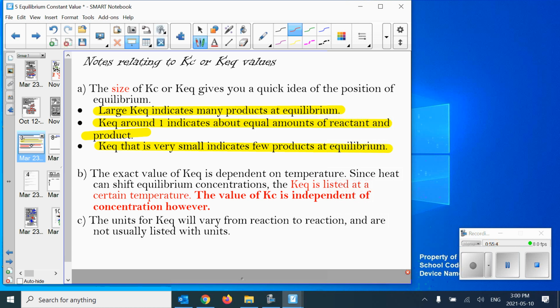Now B, the exact value of a K is dependent on temperature. If you look it up in the book, it will usually say around room temperature. That's what most lab spaces are. But it'll be different at 100 degrees. It'll be different at 4 degrees. Since heat can shift equilibrium concentrations, the KQ is listed at a certain temperature. But that's independent of the concentrations you start at. And the units vary from reaction to reaction, so we never use the units. So you can wrap up.